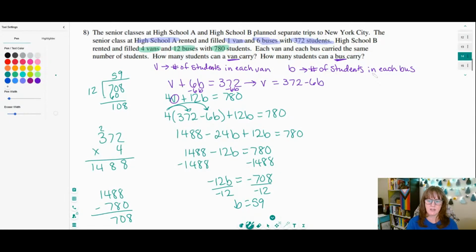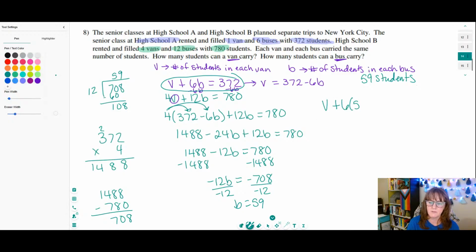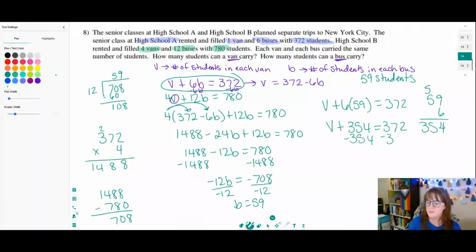So the number of students that can fit in each bus is 59 students. And then I'm going to use this first equation. That one seems the easiest. So V plus 6 times 59 equals 372. So let's see what 59 times 6 is. That's 354. So V plus 354 equals 372. Subtract 354 from both sides.